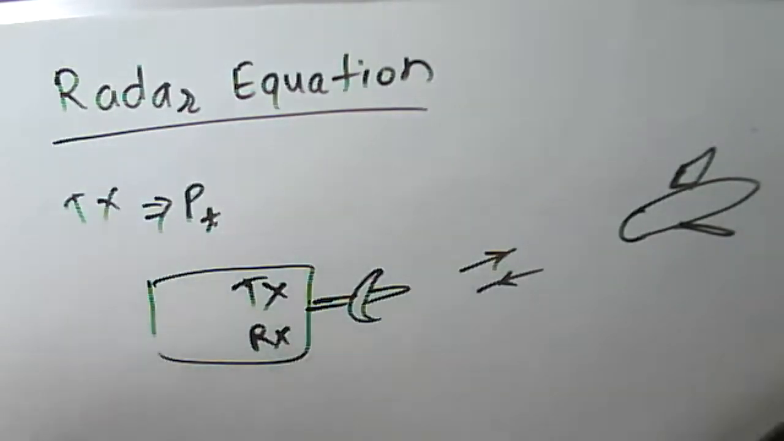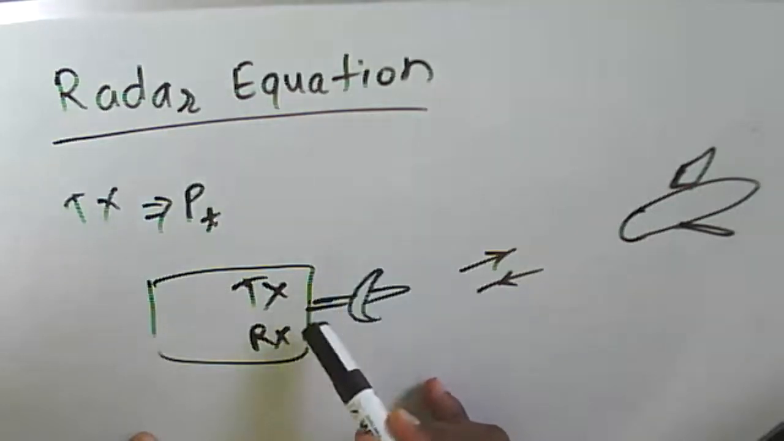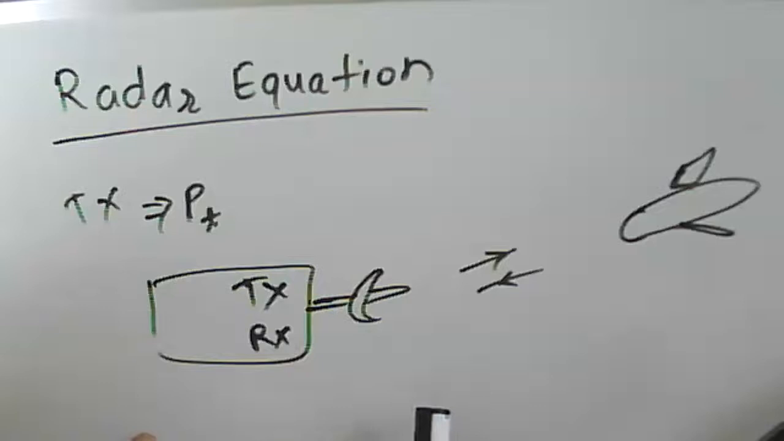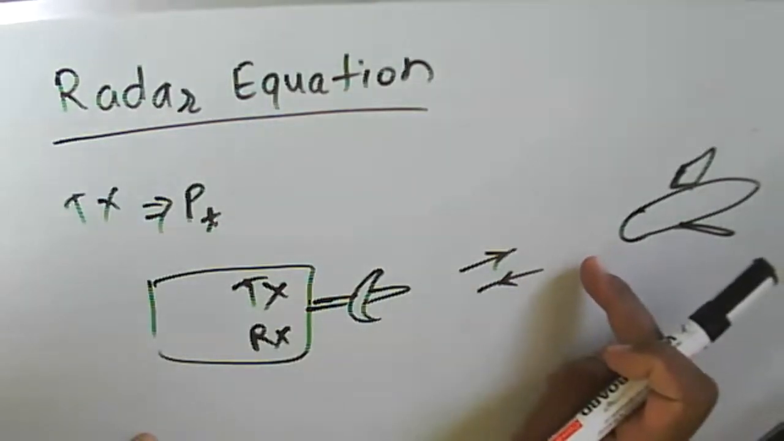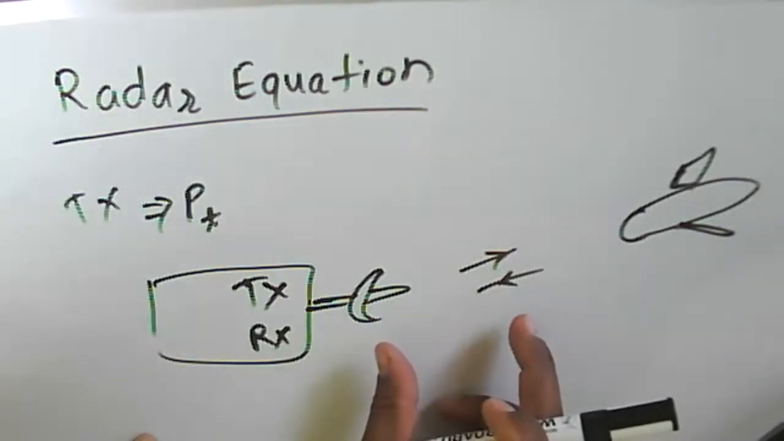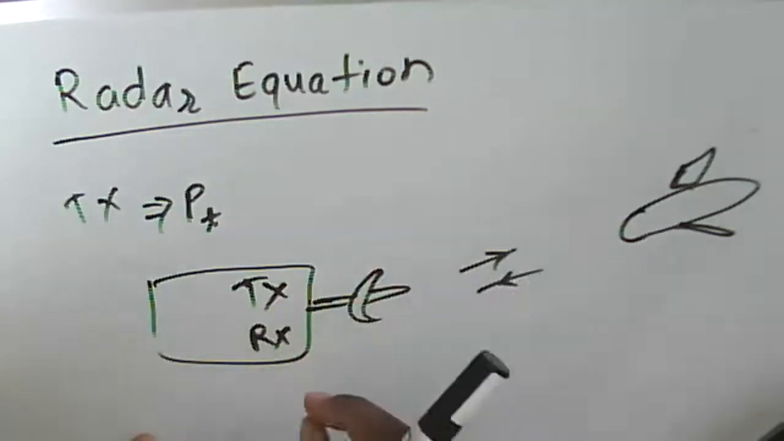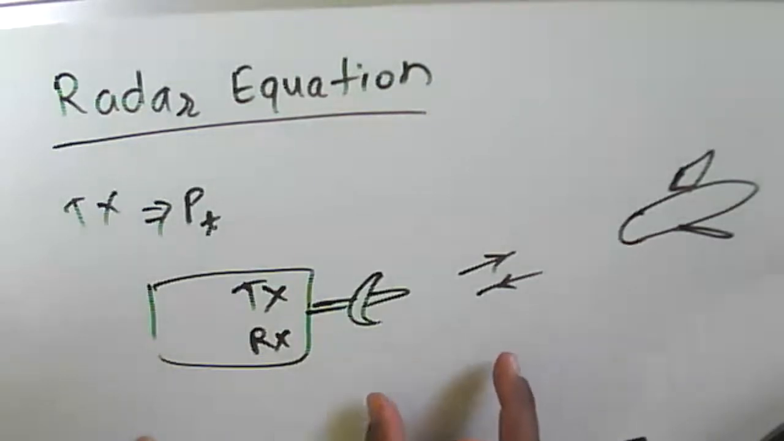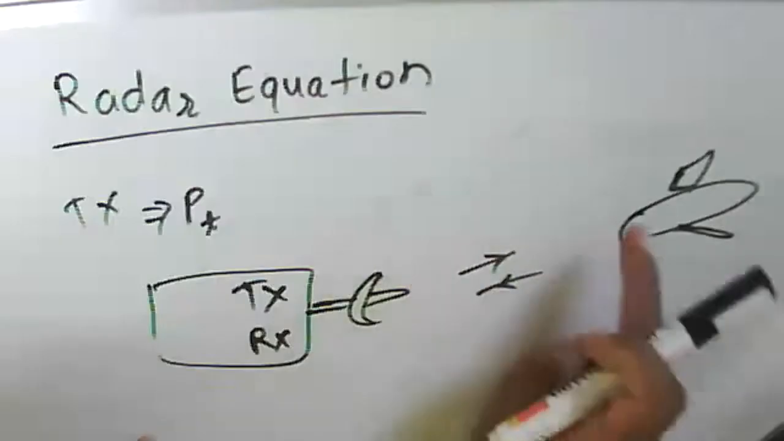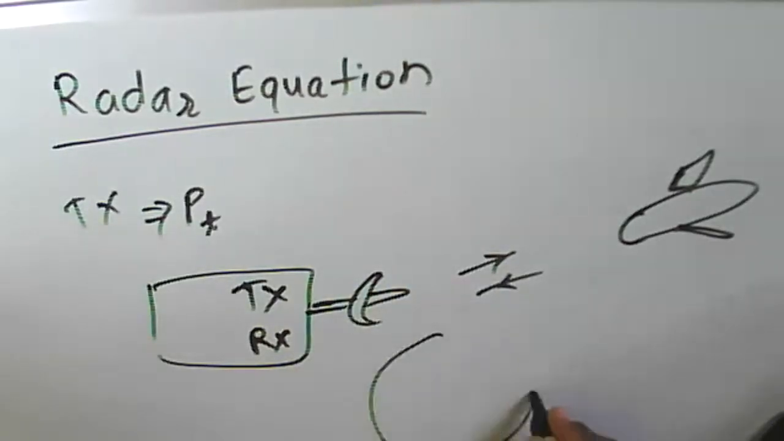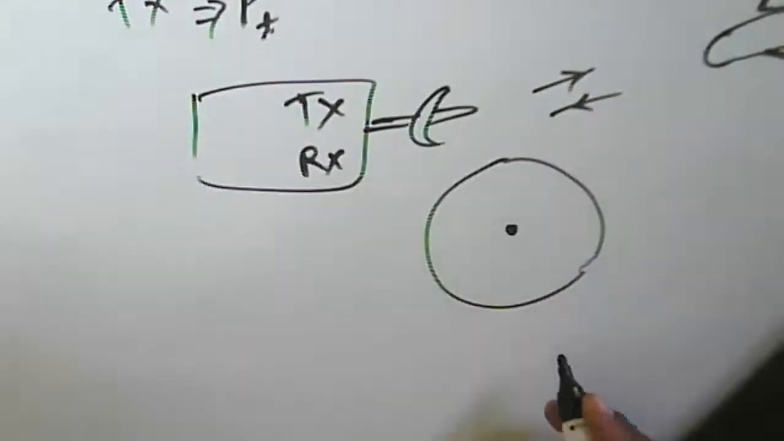To consider this, we take the antenna to be an isotropic antenna, because an isotropic antenna radiates the signal in all directions. From that isotropic antenna, what will be the power density at a distance r from the radar? That depends on the transmitted power from this transmitter and the total surface area, because this is an isotropic radiator. It radiates uniformly in all directions. Generally, we consider it a point source.